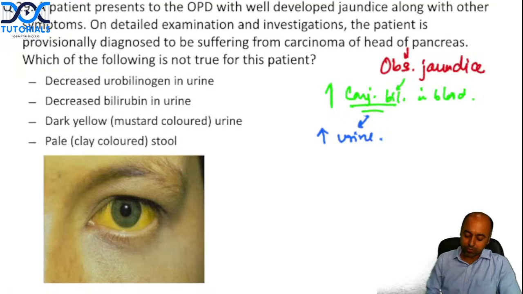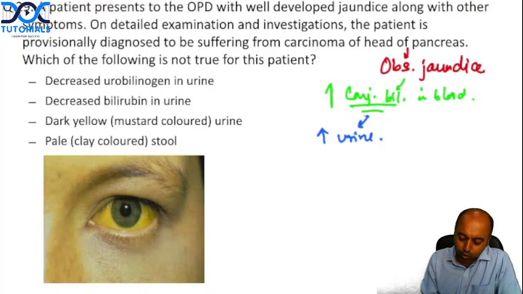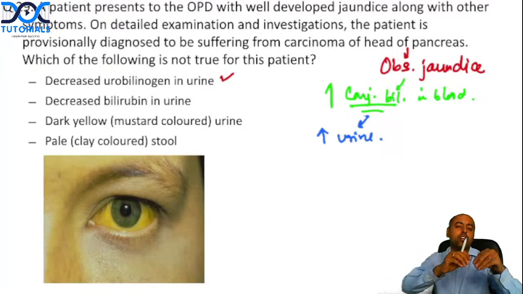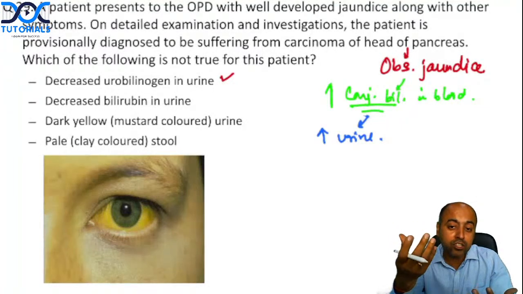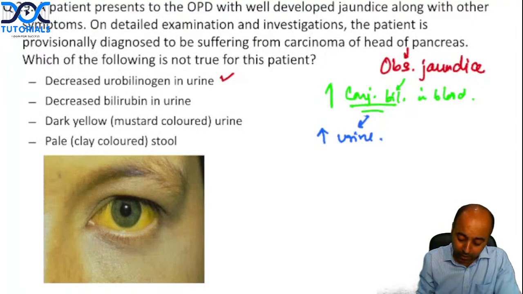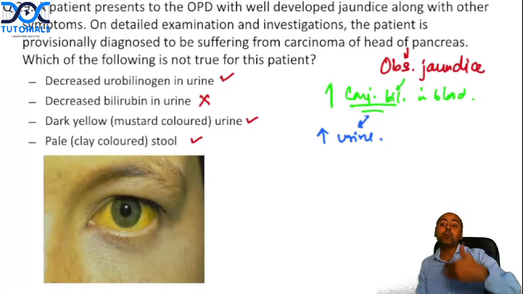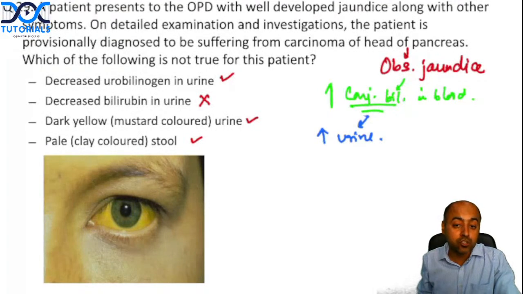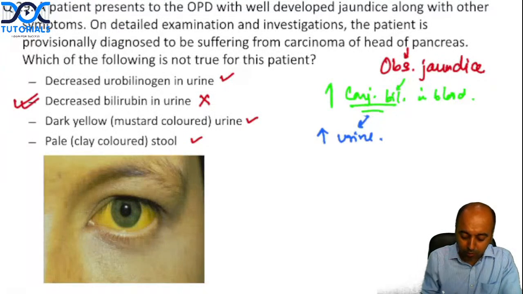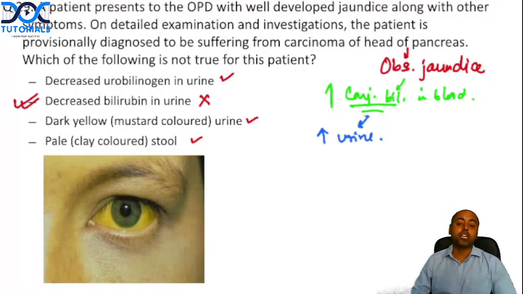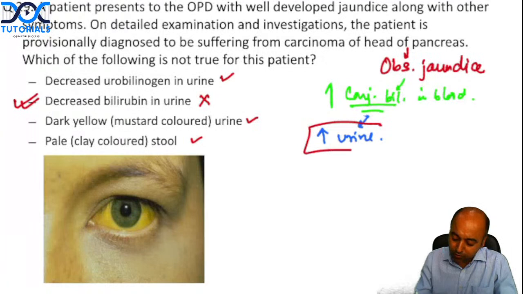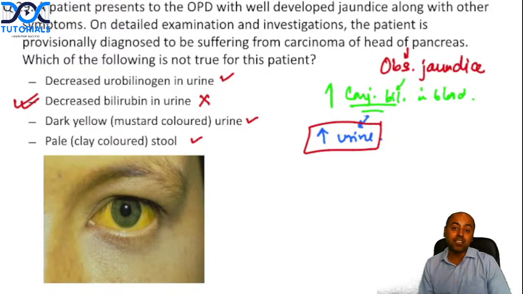So now let's look at the options. Decreased urobilinogen in urine is correct because it is not going into the intestine. It will not get converted to urobilinogen. It will not appear in the urine. Dark yellow mustard color urine is correct. Pale or clay colored stool is correct. Decreased bilirubin in urine is not correct. It will appear in the urine, which is imparting the yellow or the mustard color to the urine. So the option should have been increased bilirubin in urine, not decreased. Dark yellow or mustard colored urine is there because of increased excretion in the urine.